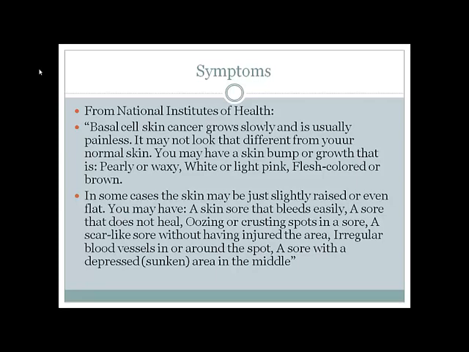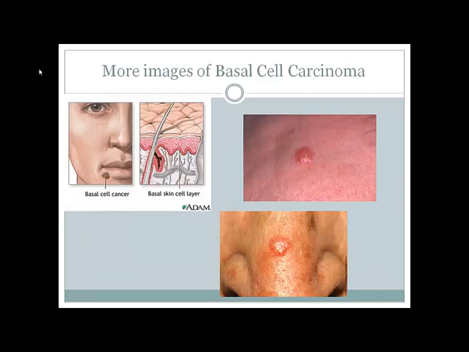Some of the symptoms of basal cell skin cancer are listed by the National Institutes of Health on their government-based website. They may grow slowly and are usually painless. They might just be a bump that is pearly, waxy, white, light pink, flesh-colored, or brown. But in some rarer cases, you might actually have a skin sore that bleeds easily, a sore that just doesn't heal, oozing or crusting spots in a sore, a scar-like sore without having injured the area, irregular blood vessels in or around the area, or a depressed sunken spot in the middle. Those are some symptoms from the National Institutes of Health.